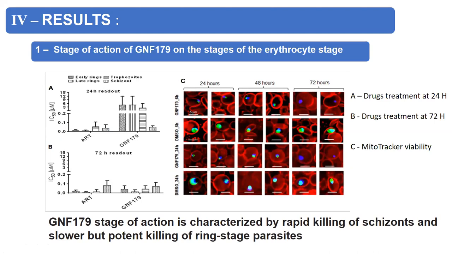But we treated ring stage with GNF at 6 and 24 hours. And we can see that GNF kills the ring parasite at 72 hours. But we conclude that GNF's stage of action is characterized by rapid killing of schizont and slower but potent killing during the ring stage of the parasite.